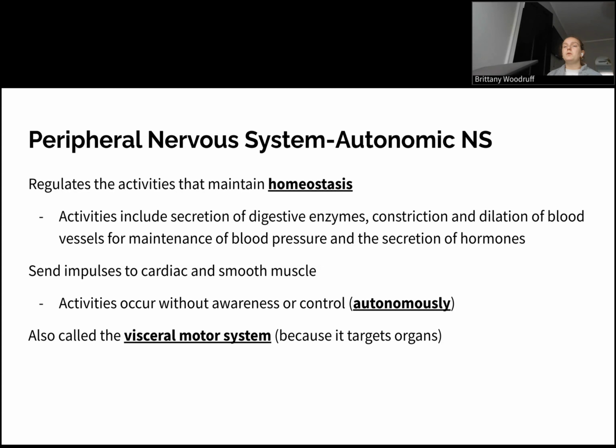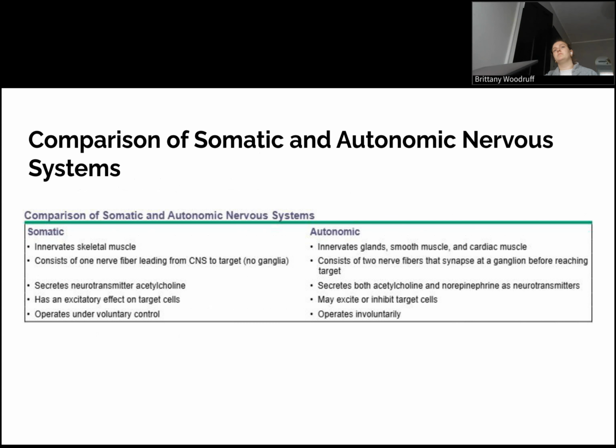Now they are going to send impulses to cardiac and smooth muscle. So things that occur without conscious awareness or control. Again, it's called the visceral motor system because it targets organs. When we hear visceral, think organ.